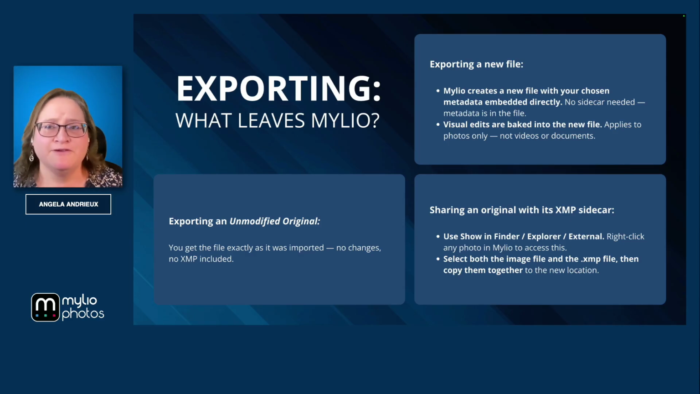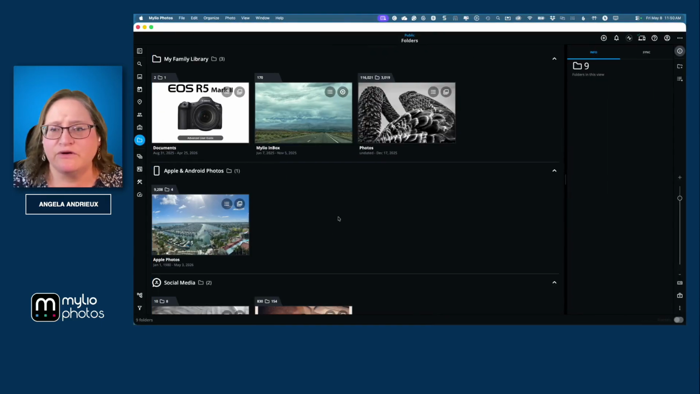You also have the option when exporting a new file to create a new file with your chosen metadata embedded directly. There's no sidecar needed. The metadata goes into the file, including your visual edits. So if you made changes in Mylio to brighten things up and add a little pop of color, those changes are then baked into the new file, and that is what is exported. So you have options as to what you include when you export something in Mylio.